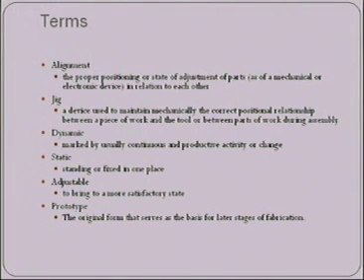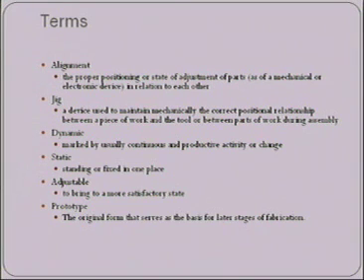The first one is alignment. Alignment is the proper positioning or state of adjustment of parts, as of a mechanical or electronic device, in relationship to each other. So if we have one part on one side and one part on the other side, and they're 2 inches apart, that 2 inches is part of their alignment. So when we talk about alignment, we're talking about the positioning of two components to each other.